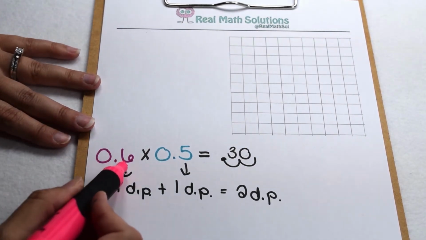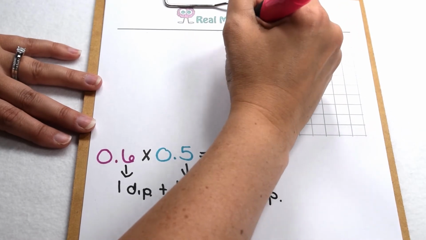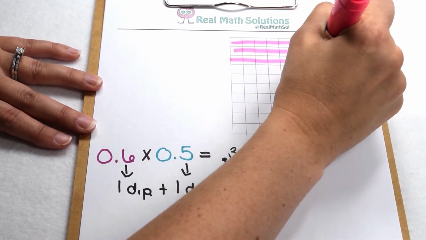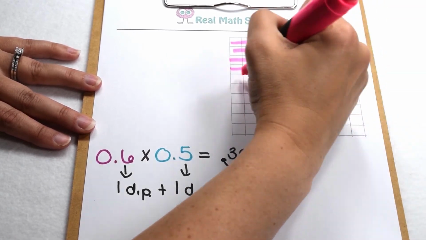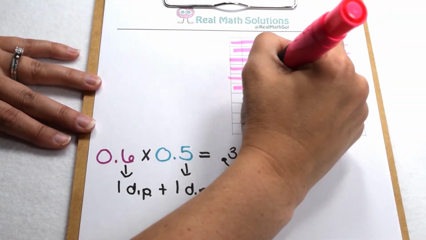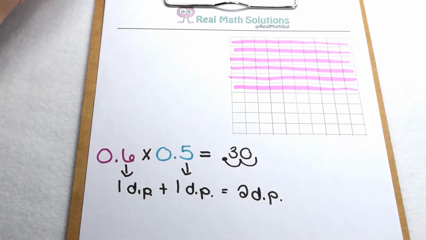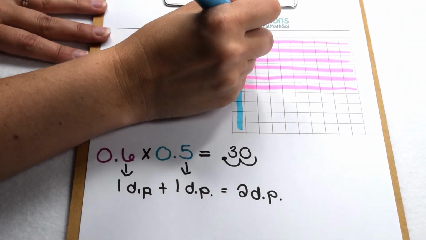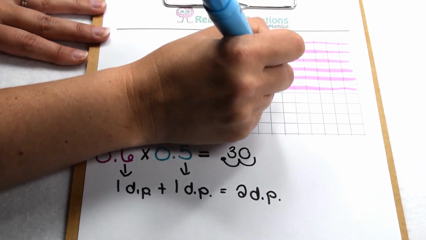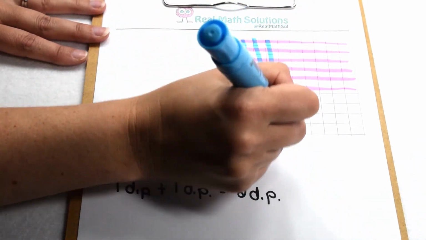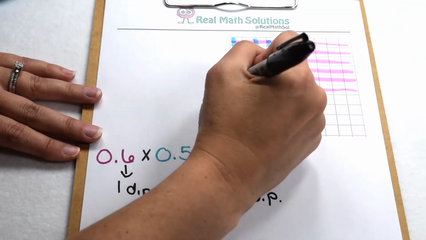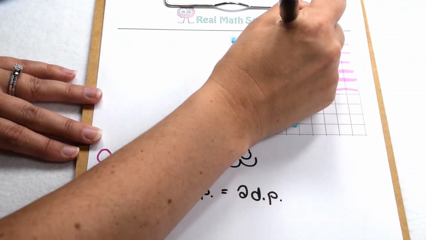First, I need to shade in 6 tenths. So that means I'm going to shade in 6 out of my 10 rows in pink. So 1, 2, 3, 4, 5, and 6. To represent the 5 tenths, I'm going to shade in 5 out of my 10 columns in blue. 1, 2, 3, 4, 5. Our solution is going to be represented where the pink and blue overlap, so by these squares here.